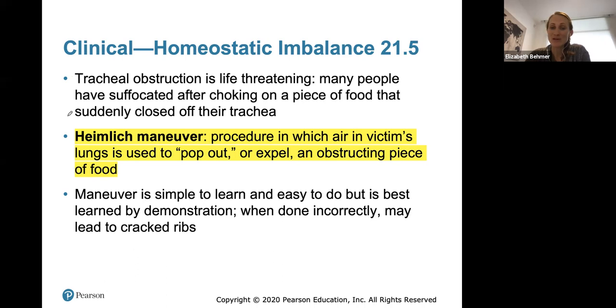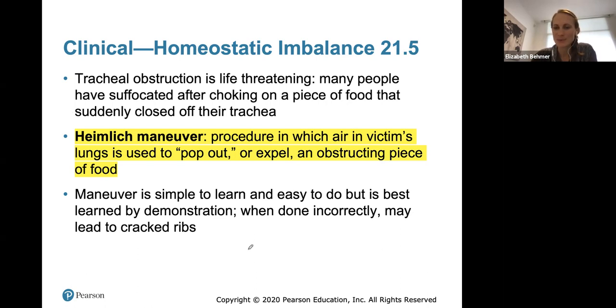The Heimlich maneuver is a procedure in which air in the victim's lungs is used to pop out or expel an obstructing piece of food. And if you know the Heimlich maneuver, you kind of put a fist right underneath where the diaphragm and rib cage is, and you kind of just force up into the rib cage with a double fist. And what you're doing is you're using the victim's own air to pop out or expel what could be stuck or lodged in their trachea.